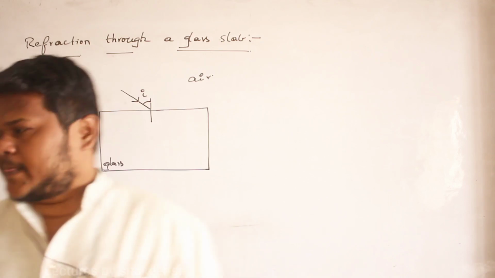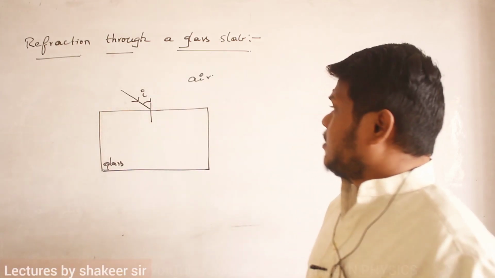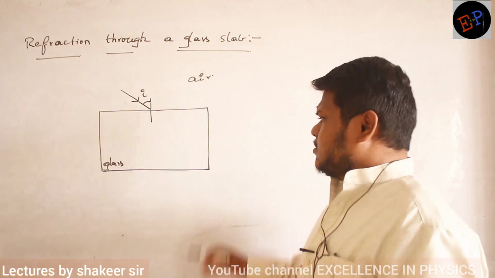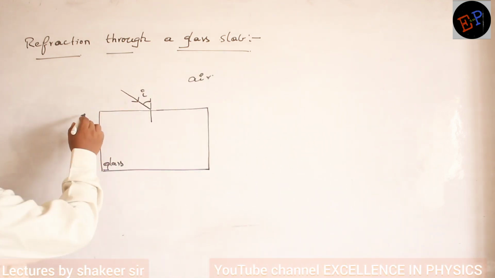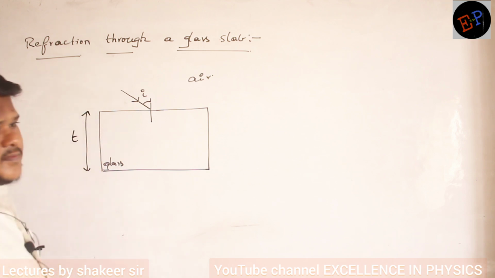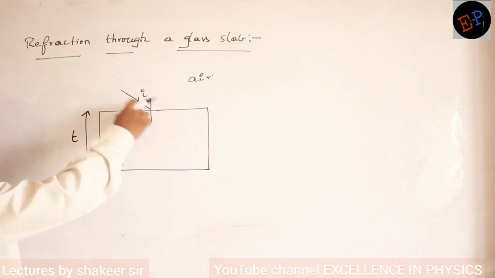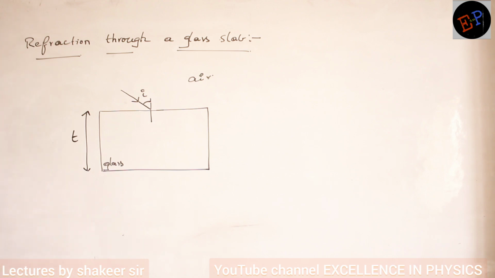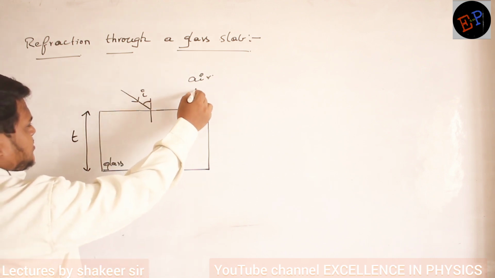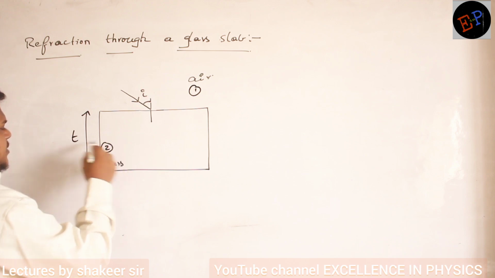Refraction through a glass slab. So this is a glass slab. Let us consider the thickness of this glass slab is T. A ray of light is incident like this at an angle of incidence I. Air is the first medium, glass is the second medium.